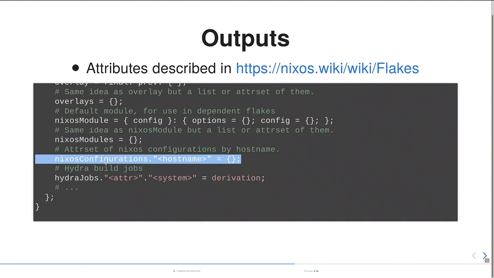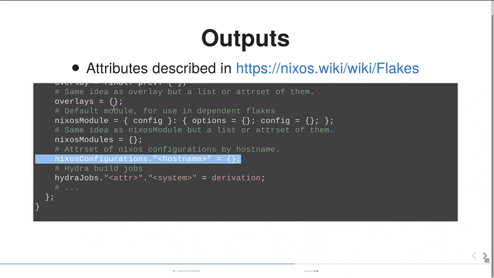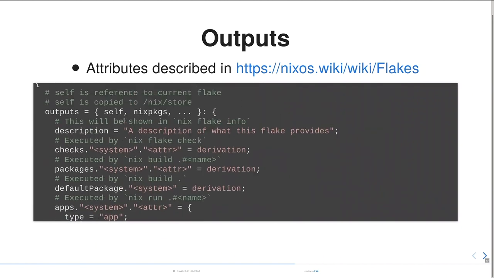So this was quite cool because then you can have each system in one flake.nix and they just are different or selected based on the host name. I will also show a more complex example later. Yeah, what else do we have? Yeah, I think we have overlays as well as NixOS modules and so on.